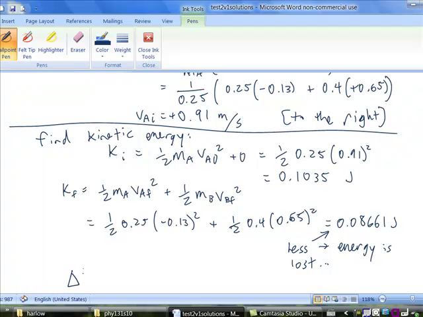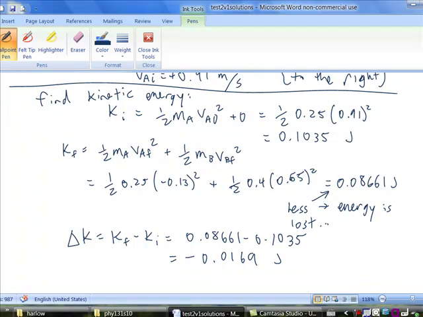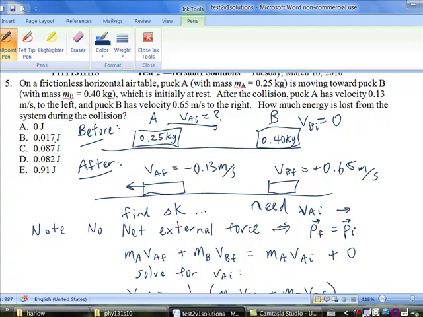So your delta K is the difference of these two. Plugging that into my calculator, 0.08661 minus 0.1035 joules is equal to negative 0.0169 joules. So the amount of loss is 0.017 joules. So looking up to see if that's one of our choices. Yep, it is. So the answer is B.